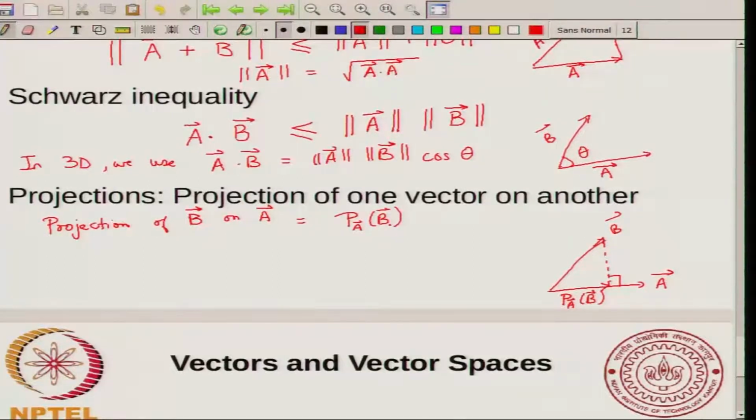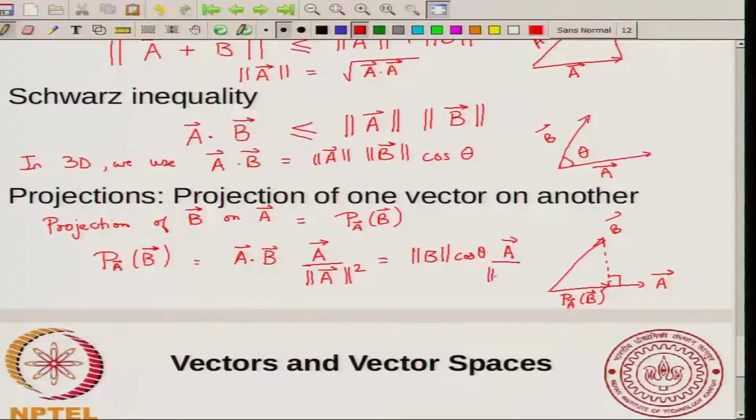And you can again show from the dot product that P on A of B can be written as A dot B, multiplied by A vector divided by norm of A squared. It is not hard to show. So, you can think of this as the norm of B into cosine of theta. I am sorry, there should be an A square. So, I can write this as just norm of B into cosine theta, multiplied by a unit vector in the A direction, which is A vector divided by norm of A.